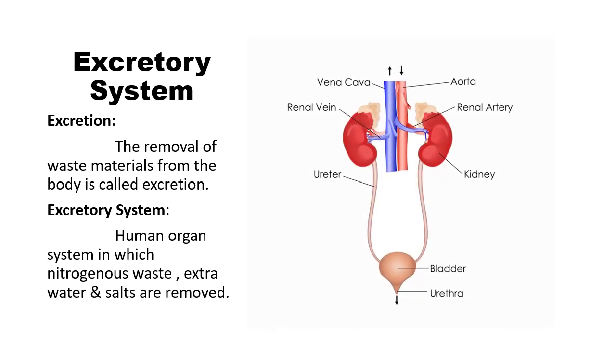Excretory system. What does this word excretion mean? The removal of waste materials from the body is called excretion. Excretory system: human organ system in which nitrogenous waste, extra water and salts are removed.